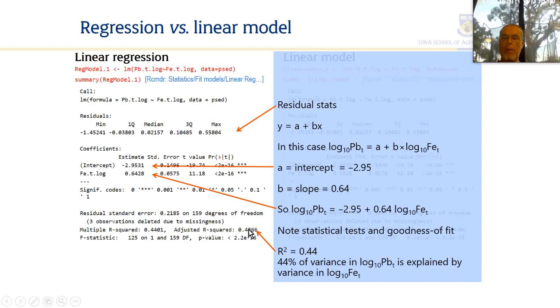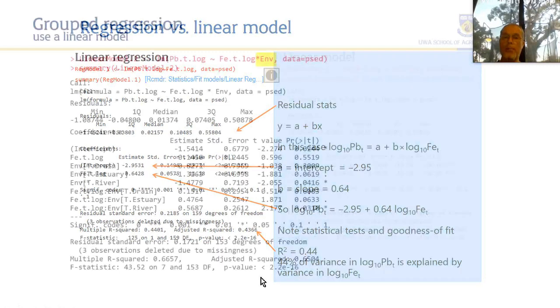And the thing that we're usually interested in is this R-squared value. Obviously, the regression is highly significant, so we can reject the null hypothesis of no relationship. But what we generally look at is the adjusted R-squared value, about 0.44. So 44% of the variance in our dependent variable, which is log transformed total lead, is explained by the variance in log transformed total iron in this case. So just under half of the variance is explained, and the rest of it is due probably to random error or factors that we don't know about.